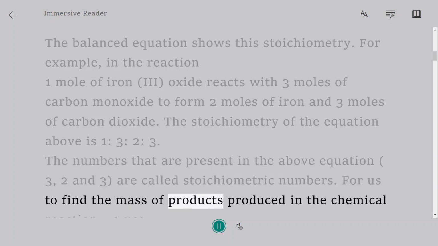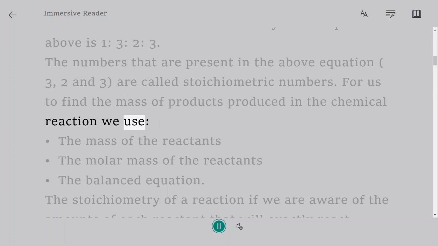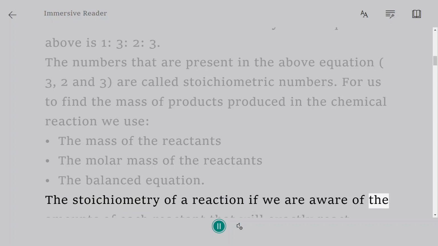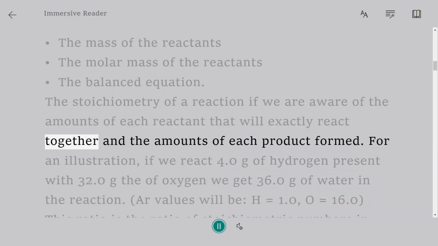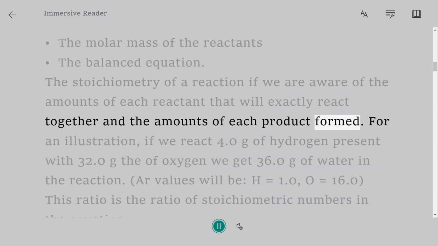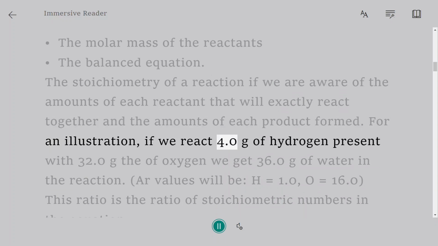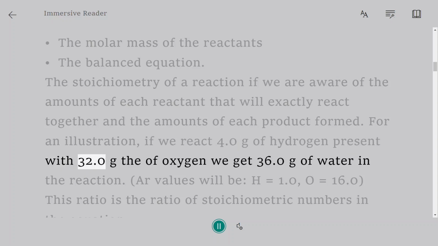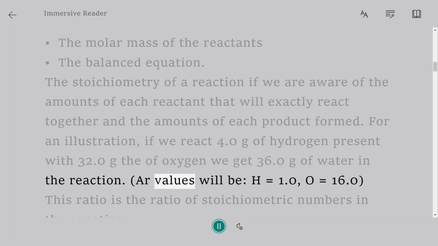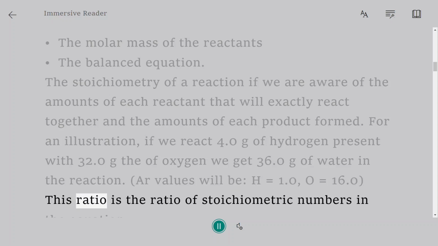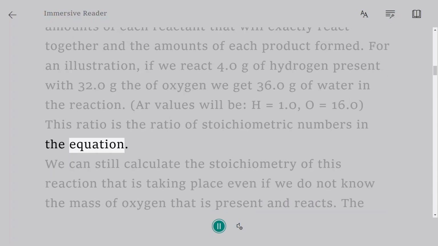For us to find the mass of products produced in the chemical reaction, we use the mass of the reactants, the molar mass of the reactants, and the balanced equation, the stoichiometry of a reaction, if we are aware of the amounts of each reactant that will exactly react together and the amounts of each product formed. For an illustration, if we react 4.0 g of hydrogen with 32.0 g of oxygen, we get 36.0 g of water in the reaction. Ar values will be H equals 1.0, O equals 16.0.